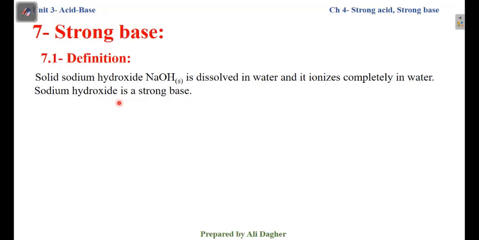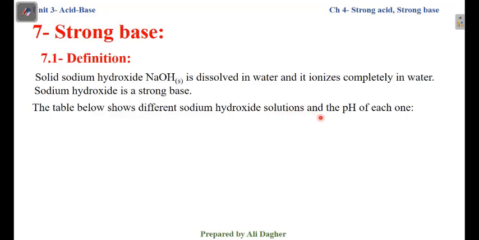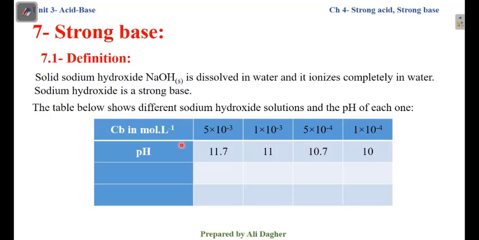We will study different solutions of sodium hydroxide, and from this study we will deduce the definition and the characteristics of strong base. The table below shows different sodium hydroxide solutions and the pH of each one. We will complete this table by calculating the concentration of H3O plus in mole per liter, which is equal to 10 negative pH. For the first solution, 10 negative 11.7, which equals 2 × 10 negative 12.